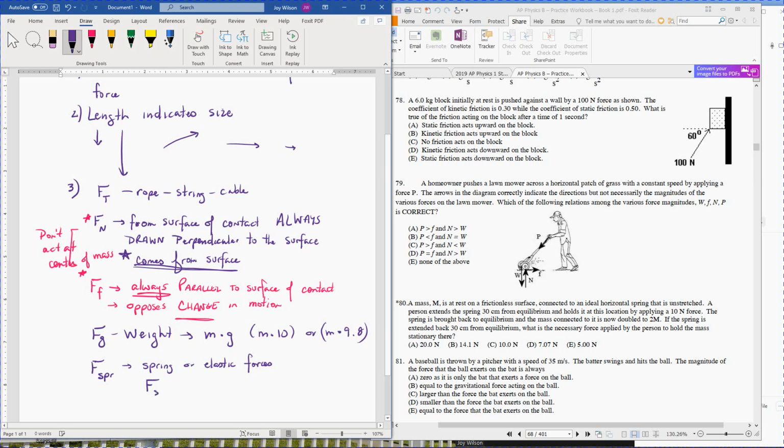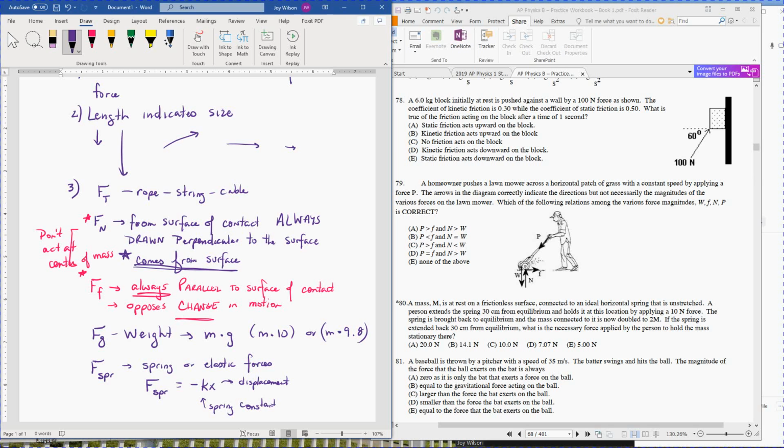Force due to a spring has a formula. Force due to a spring is negative kx, where k is the spring constant, and that number will be the same for any particular spring. It'll change values when you go from one spring to another, but for a particular spring, that number is a fixed value, and then in this case, x is the displacement.